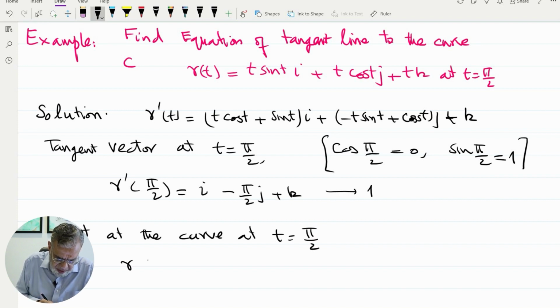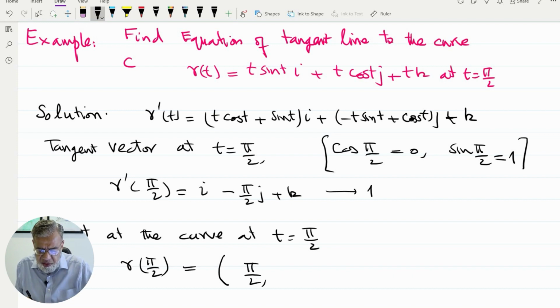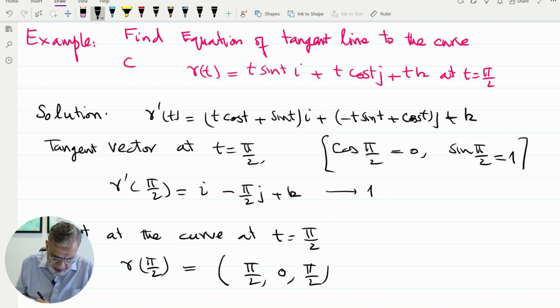So substitute here r of pi by 2. r of pi by 2 will give me the point. We have x is equal to f of t, so I take this as a point. My x is t, which is pi by 2, and sine pi by 2 is 1, so we get pi by 2. My y is t cosine t, and cosine pi by 2 is 0, so my y is equal to 0 and my z is equal to pi by 2. So my point at t equal to pi by 2 is pi by 2, 0 and pi by 2. So this is my number 2.